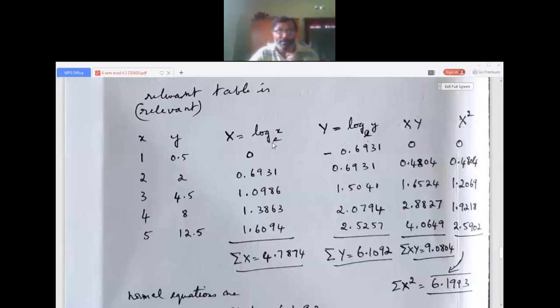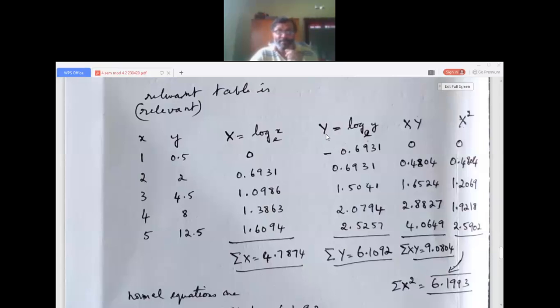Use your calculator and find: x is 1, log 1 base e, that is ln, in some calculators written as ln, natural logarithm, 0. Log 2 base e, 0.6931, log 3 base e, 1.0986, log 4 base e, 1.3863, log 5 base e, 1.6094. Okay. Then add it, you will get sigma x, 4.7874.